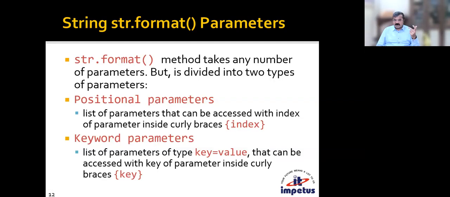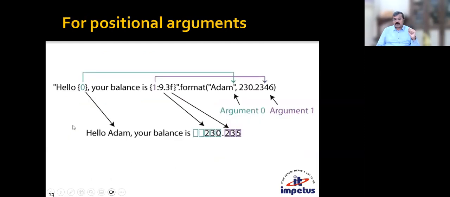When we design our function, there again, we'll look into these positional parameters and keyword parameters, but we need to understand what this index stands for and what this key stands for. Now, if you look at this example, it says hello, then the placeholder. This curly brace is a placeholder. Your balance is, then again a placeholder. Now, there are 2 placeholders that are there. First is this one, and second is this.